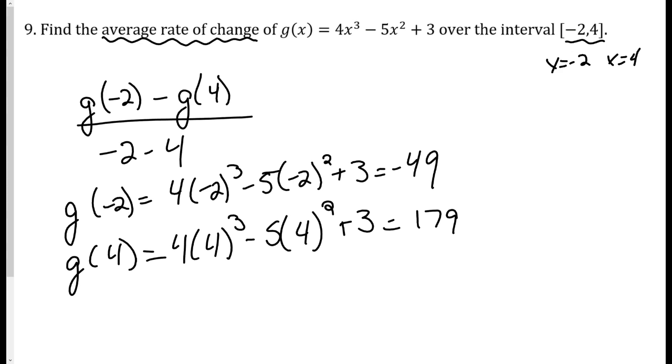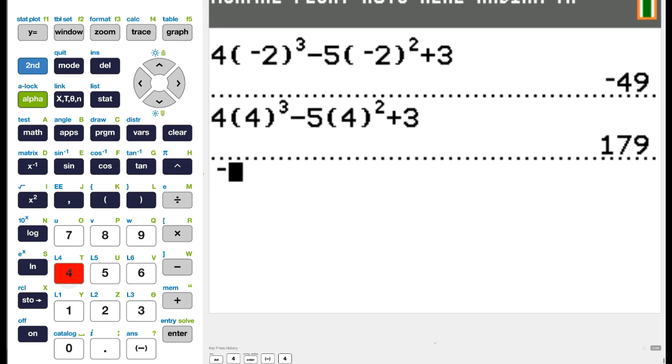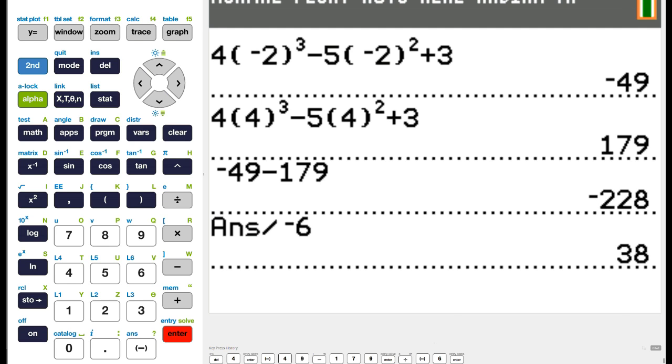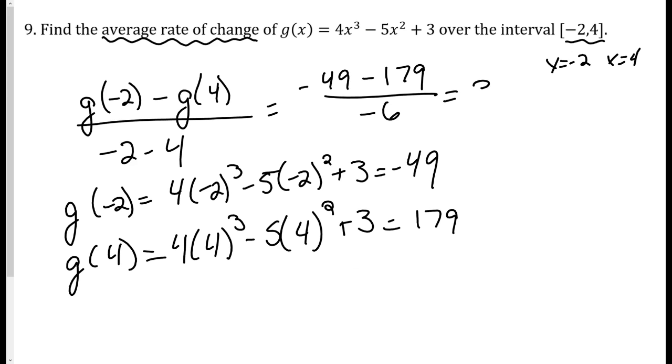So now we can compute negative 49 minus 179 over negative 6. So negative 49 minus 179 divided by negative 6 is 38. So the average rate of change is 38. The slope of the line connecting those 2 points is 38. Average rate of change is just a concept that's going to keep coming back at us, so we need to get good at doing it.